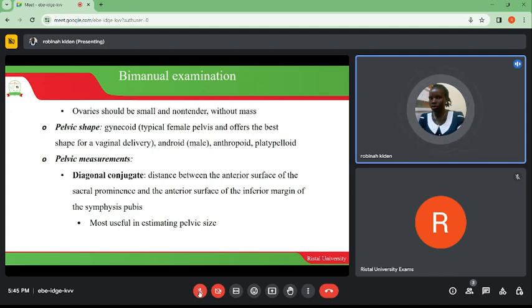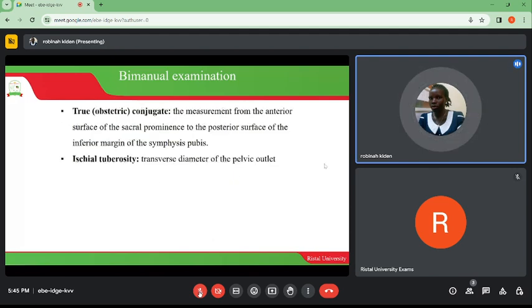So, pelvic measurements. Now, the pelvic measurements include the diagonal conjugate. The diagonal conjugate is the distance between the anterior surface of the sacral prominence and the anterior surface of the inferior margin of the symphysis pubis. And this is most useful in estimating pelvic size.